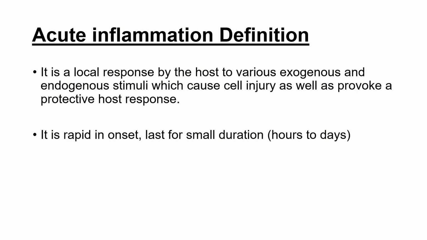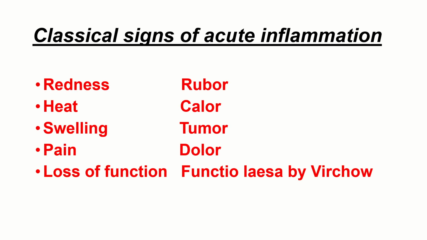So whenever any person is exposed to any exogenous or endogenous stimuli which causes cell injury, the person will produce a local response which will be a protective host response, and that is called your acute inflammation. Now it is rapid in onset and it lasts for a small duration only, that is from hours to days.